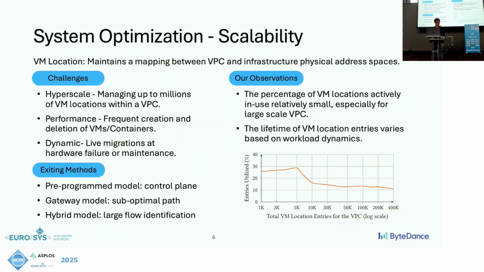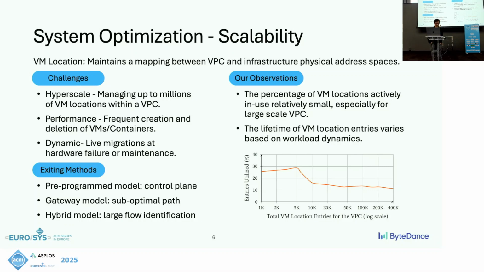In terms of scalability, the VM location is maintaining the mapping between the VPC and the infrastructure physical address space, right? So there are challenges if we want to support VM location mapping in the cloud scenario. One is basically scale, right?